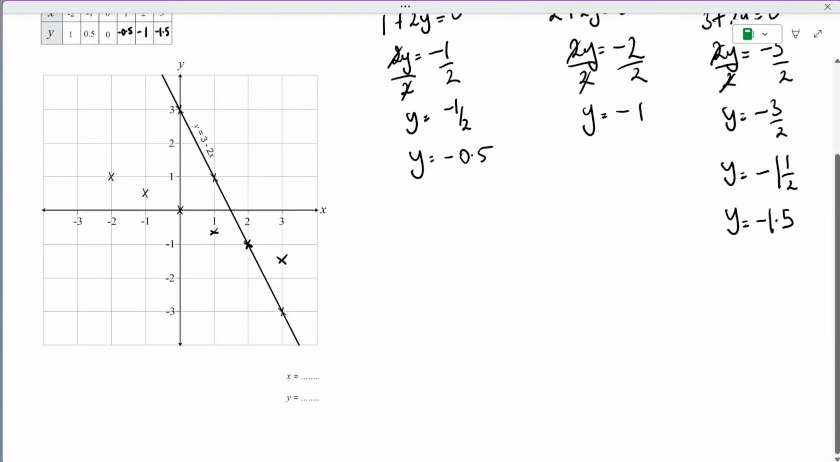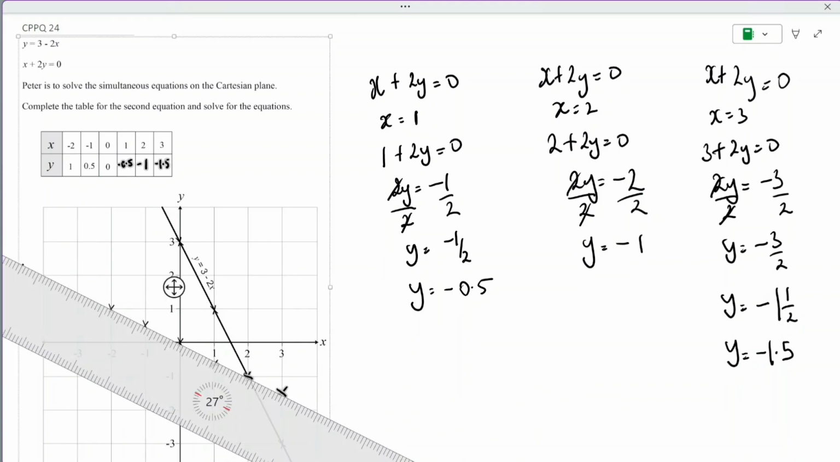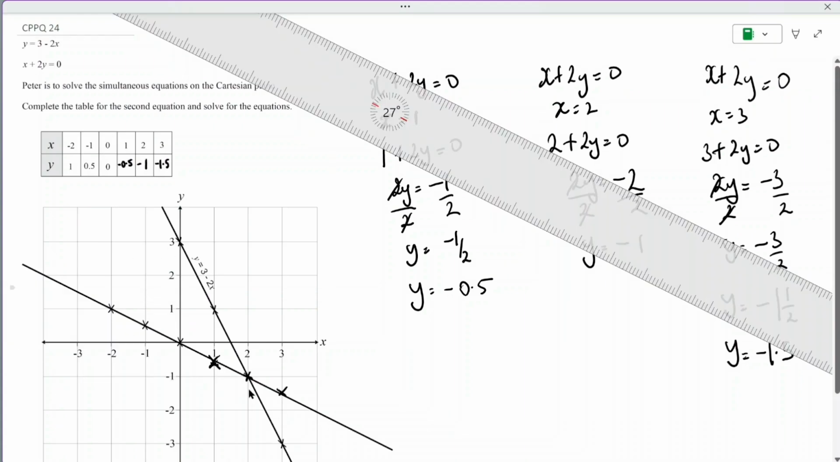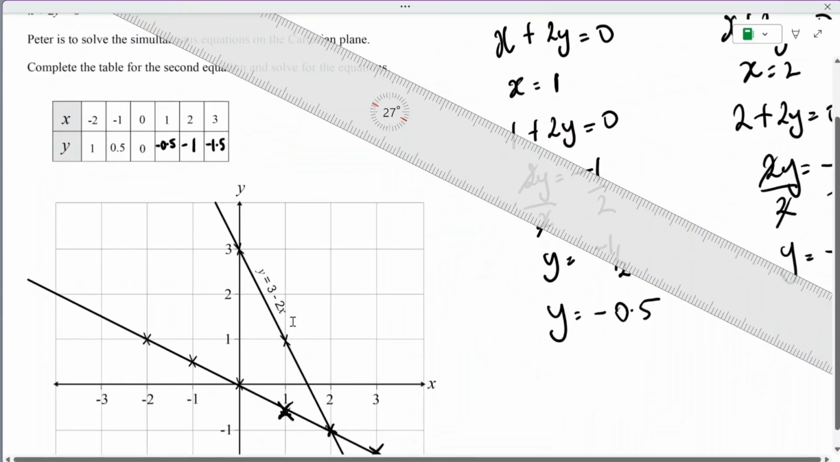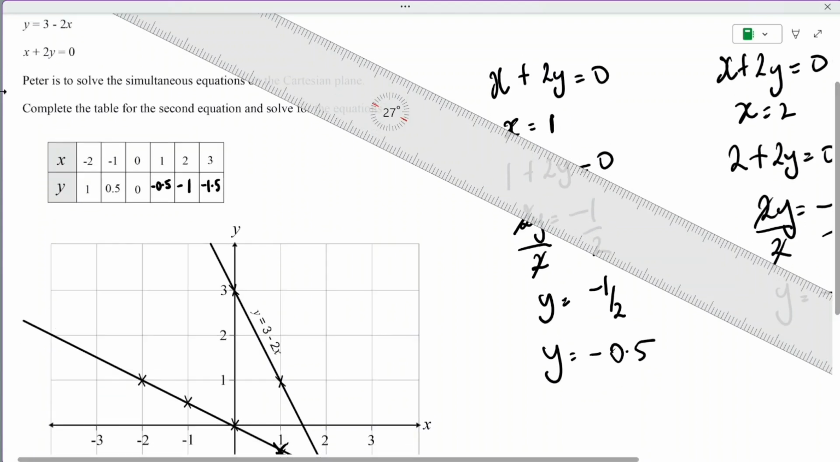Now that we've gotten all our points, we draw a straight line that crosses all the points. We have our ruler, we align it to the points. I'll draw a straight line. So we have a straight line, and we have to label it just like this is labeled to get our full mark. So this line is x plus 2y equals 0.